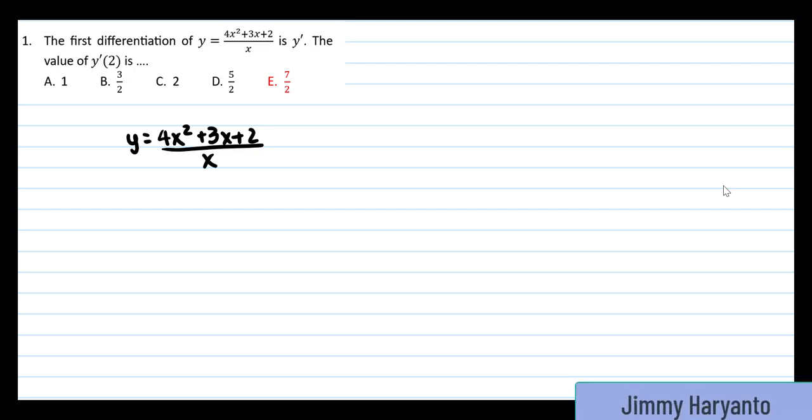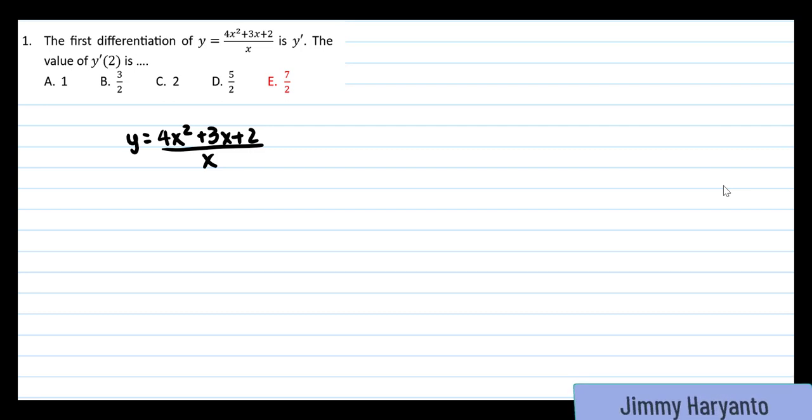Okay guys, this is the solutions for your test. I will take number 1 until 4 from the UV type, and then number 4 until 8 from the U over P type. Number 1, the first differentiation of y equals 4x squared plus 3x plus 2 over x.